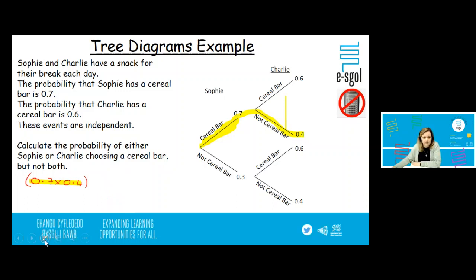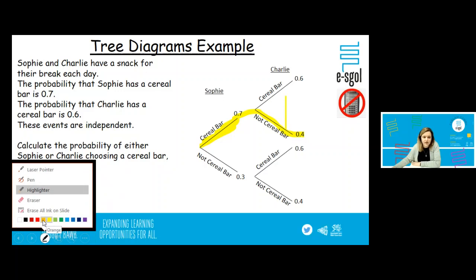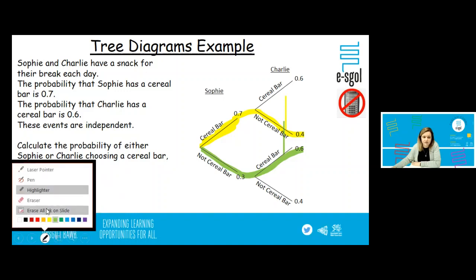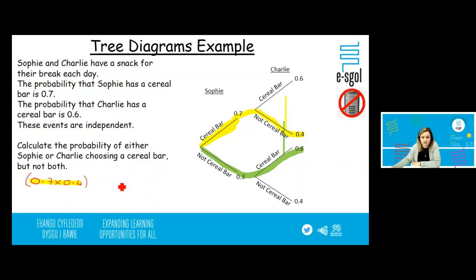The other option would be that if Sophie did not choose a cereal bar, she would follow the path that goes down here. But if she did not, then that would mean that Charlie did. So we would follow this path there. So separately now we would work out the probability of 0.3 multiplied by 0.6. The pen seems to be on a little bit of a delay here. Just wait for that to appear.